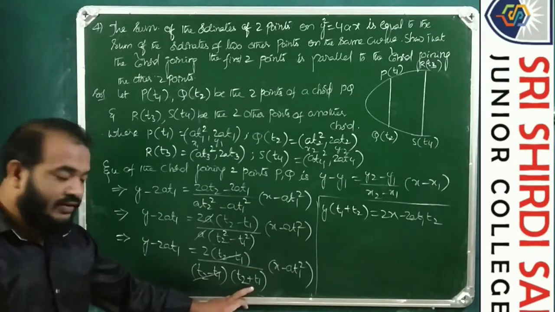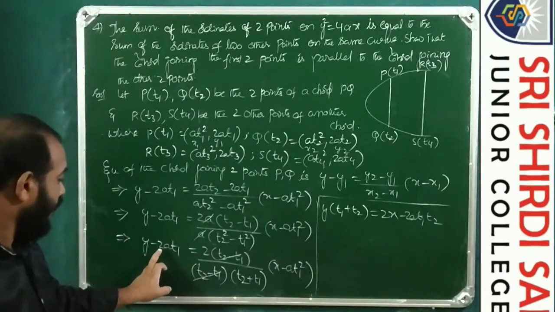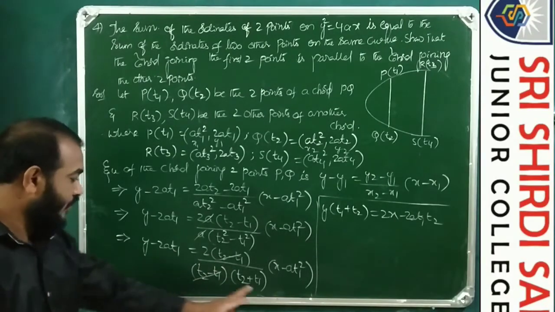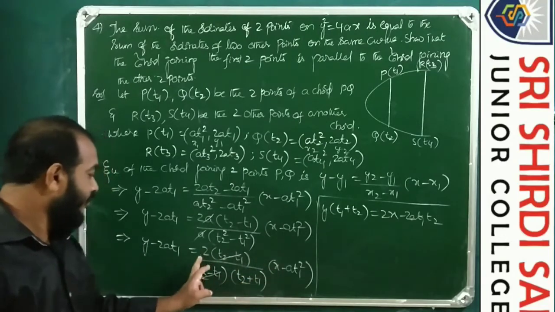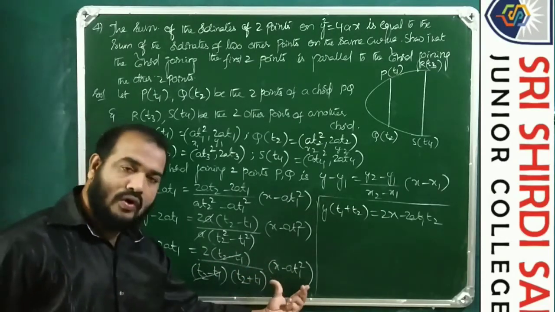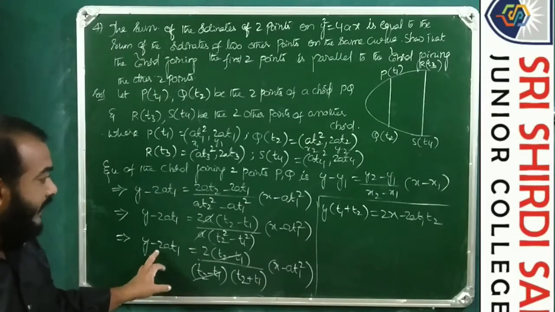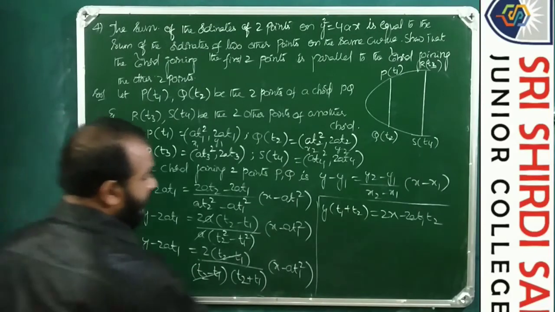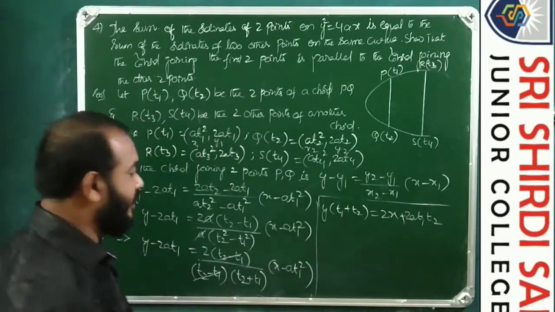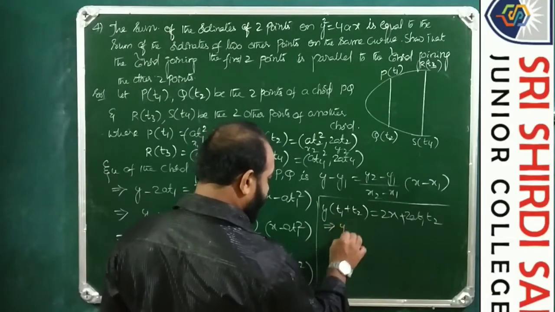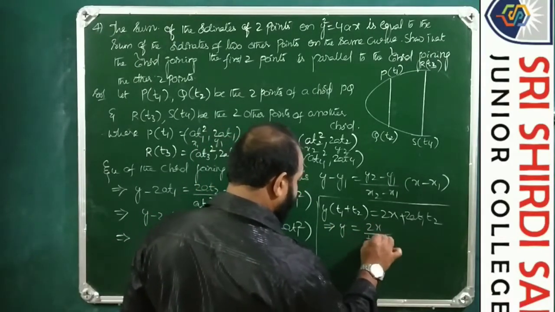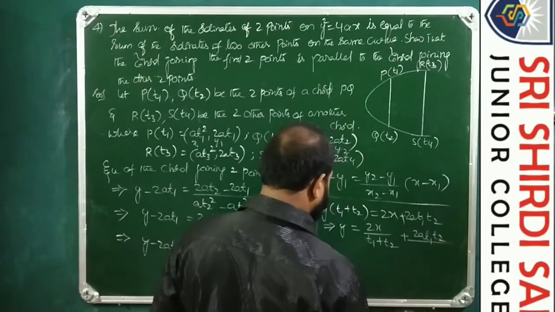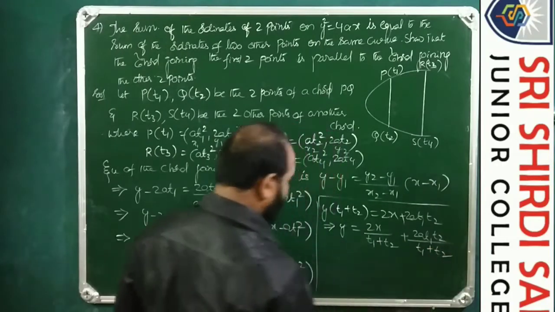So y into t1 plus t2 minus 2at1 square, this is 2x minus 2at1 square. Minus 2at1 square on LHS and RHS gets cancelled. Here minus 2at1 t2, this is plus 2at1 t2 we got. So therefore y is equal to 2x by t1 plus t2 plus 2at1 t2 by t1 plus t2. So this is the form.